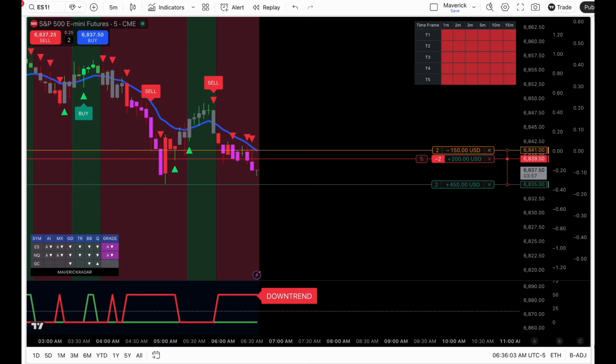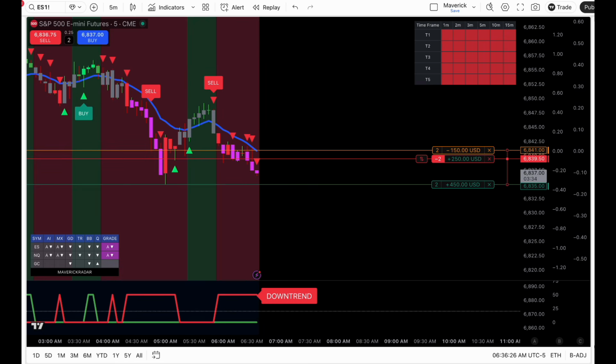And then the Maverick trender. When this line is pegged to the top, that shows massive strength and momentum. It can't go any further. We call these flat tops. If it's red, then it's strength and momentum to the downside. If it's green, it's strength and momentum to the upside. And it even gives you this big old label that tells you, hey, you're in a downtrend.